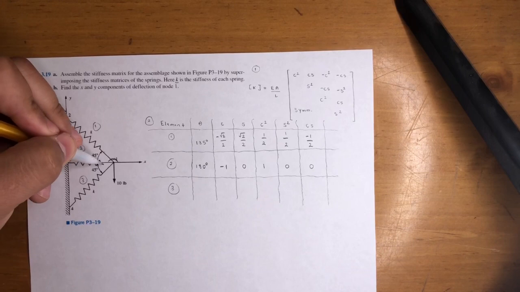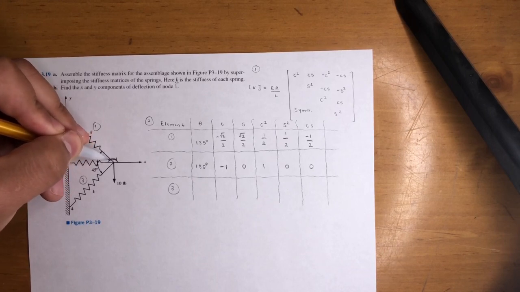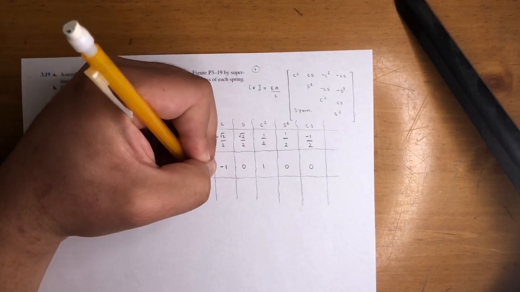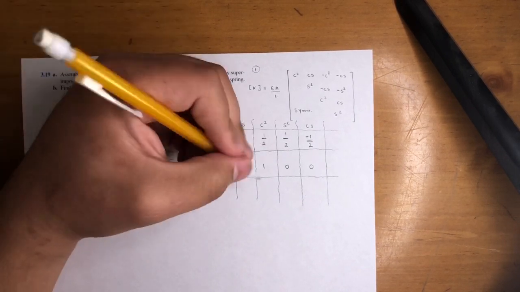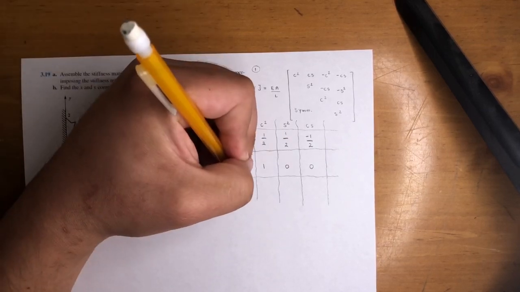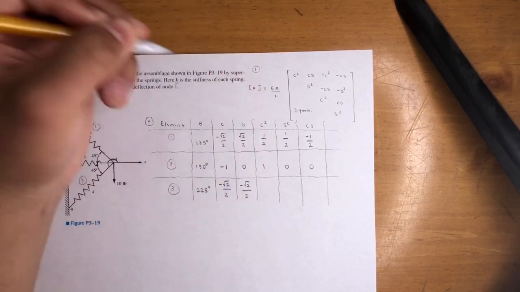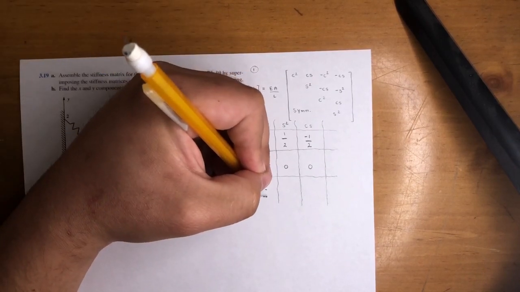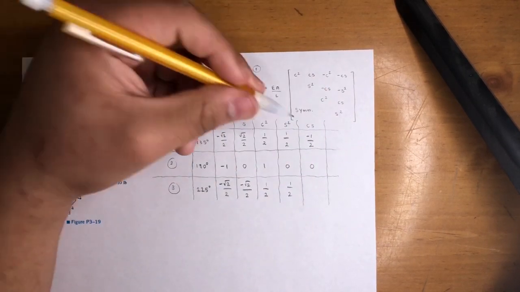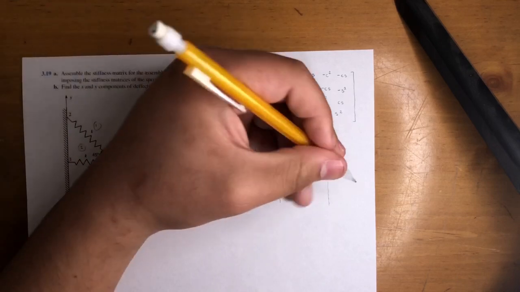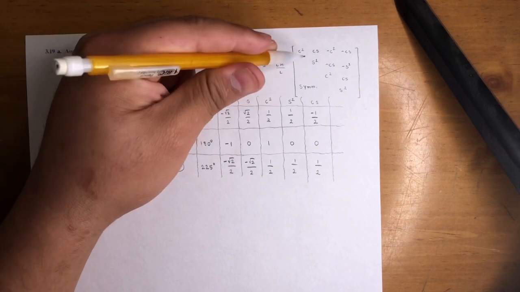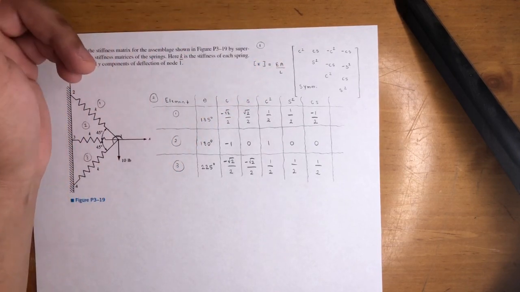Finally, for element 3, the angle from the positive x-axis is 225. The cosine of that angle is negative radical 2 over 2, and the sine is negative radical 2 over 2. We get positive 1/2 for cosine squared, sine squared is again positive 1/2, and cosine times sine is another positive 1/2. So we got all the values we needed to assemble the little matrices.